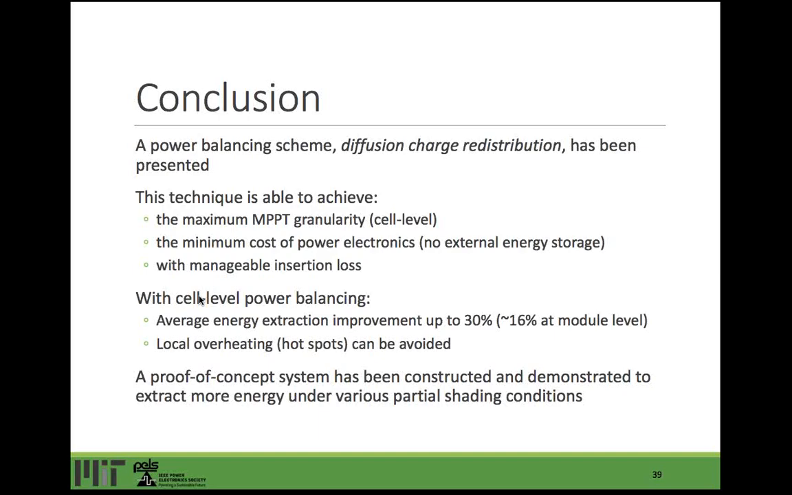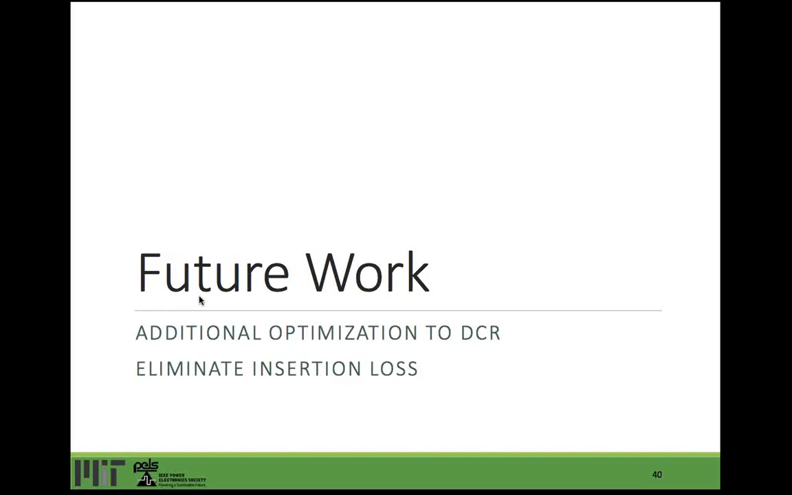We have also demonstrated a proof of concept system that has been shown to extract significantly more power under various partial shading conditions. So the question now is what's next, and can we make further improvements to the proposed diffusion charge redistribution scheme? Is it actually possible to propose a new structure that eliminates insertion loss? Now keep in mind that any modification we make must follow our original constraint of not requiring per PV element energy storage components. We've worked really hard to get rid of them. Let's not bring them back.